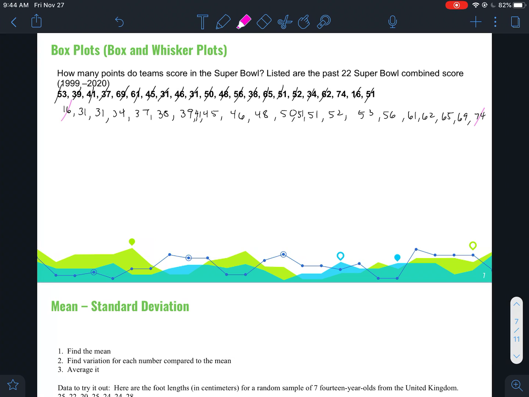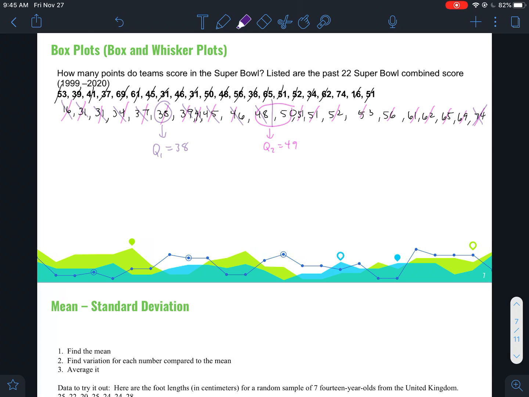So let's start by finding the median. So 48 and 50 look to be in the middle. So my Q2 is going to be 49. So that's my median. And then my Q1 is going to be the median of the lower half. So that is going to be 38. So Q1 is going to be 38.